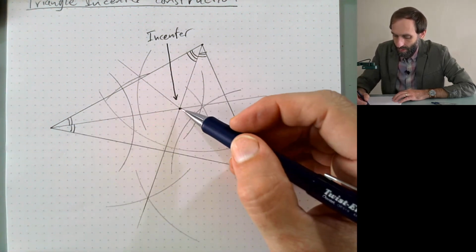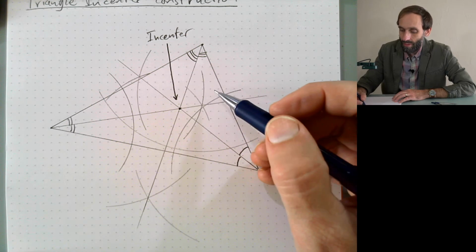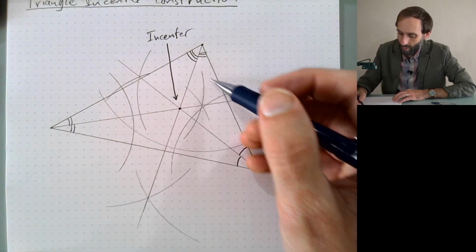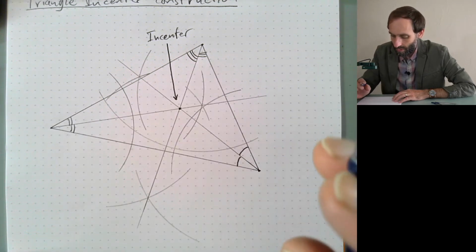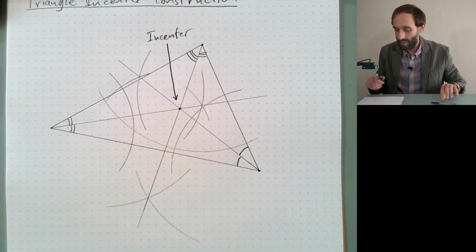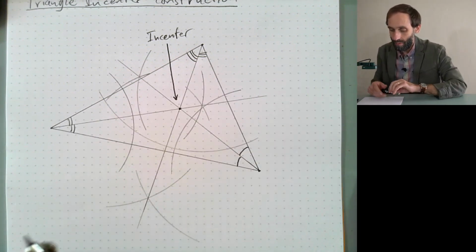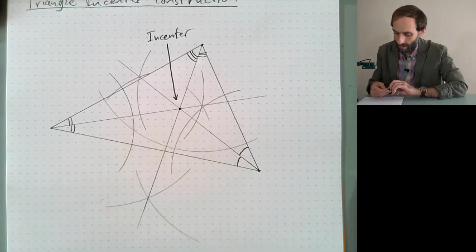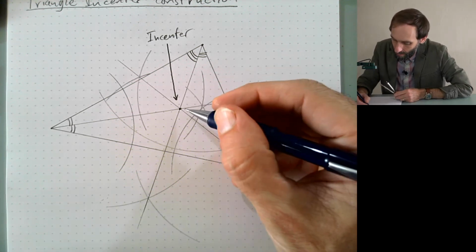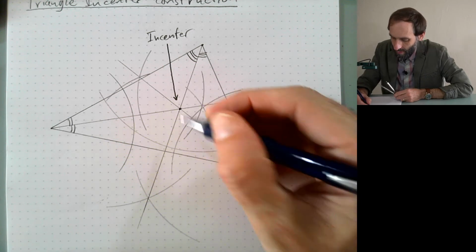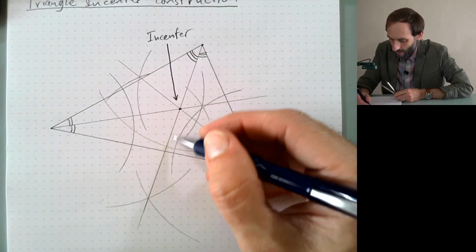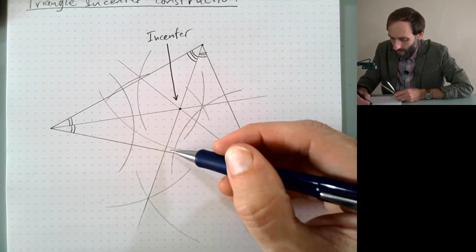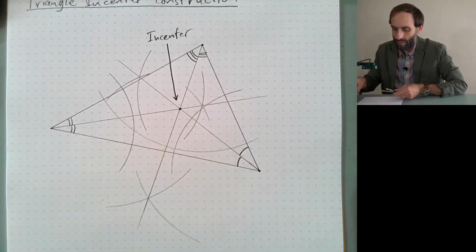The reason it's called the incenter is that it is the center of the incircle, the circle that would be perfectly inscribed inside this triangle. Let's go ahead and construct the incircle as well so you can see what I'm talking about. Now, in order to construct the incircle, we need to drop a perpendicular from the incenter to one of the sides of the triangle. I'll go ahead and drop it down to this bottom side of the triangle.